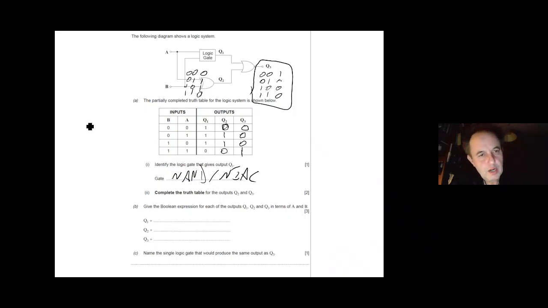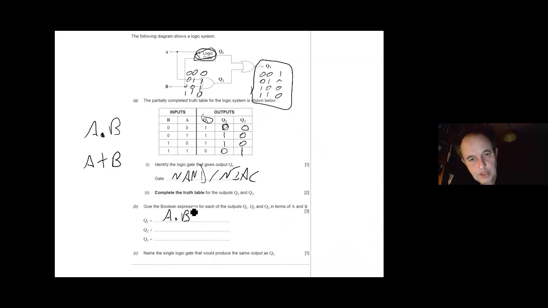Okay, Boolean expressions. Just to remind you, a dot next to something would mean an AND function. Okay, and an OR function is represented by the plus sign. So in this one, it's asking us to write down the Boolean expressions for Q1, Q2 and Q3 in terms of A and B. So if I'm looking at Q1 and that logic gate, we said that Q1 is a NAND gate, so A and B will go into it, and the function to show a NAND gate is the dot with the line on top.